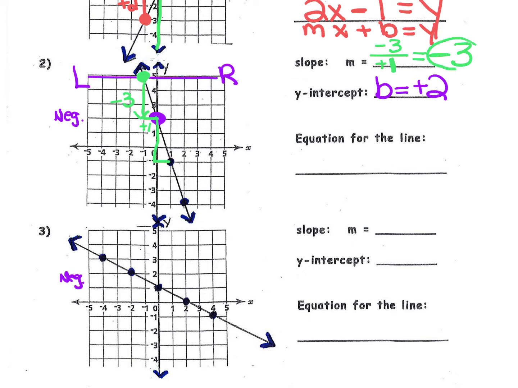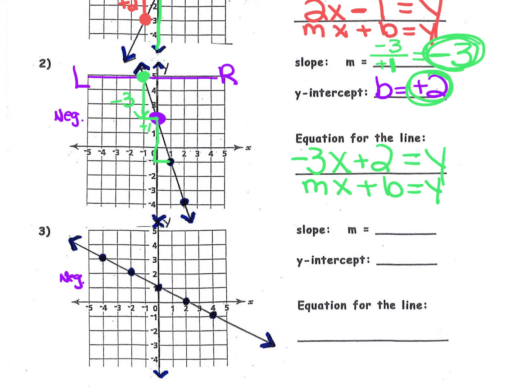Let's put our slope and our intercept together and write an equation. We know the structure is mx plus b equals y. Well, our m value is -3 times x, and then +2 for my anchor intercept. Now let's look at problem 3.